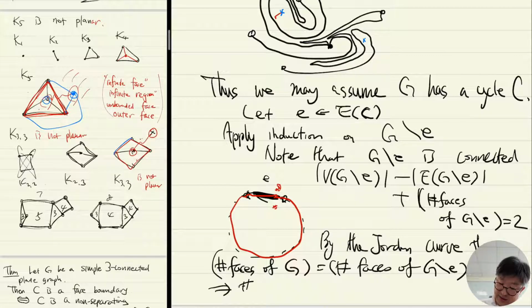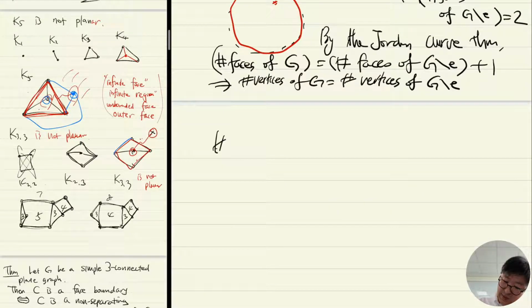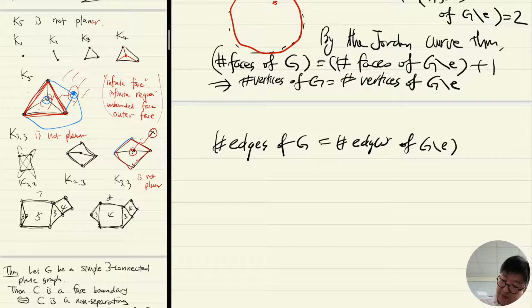So the number of vertices of G is same. Number of edges of G is equal to number of edges of G delete E plus 1, right? So all of this tells you that number of vertices minus number of edges plus number of faces is 2.